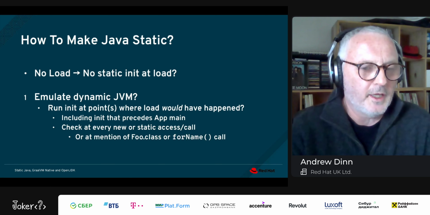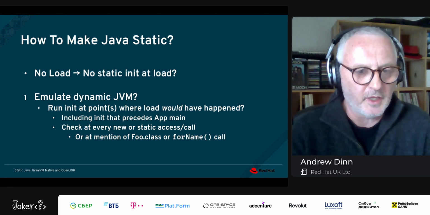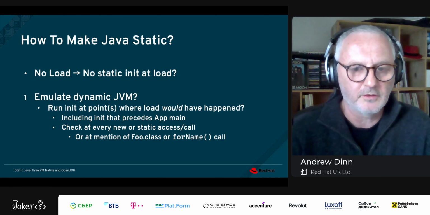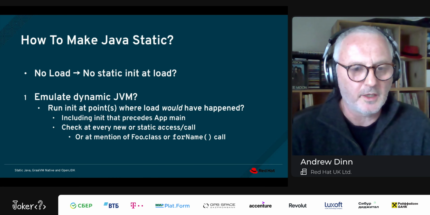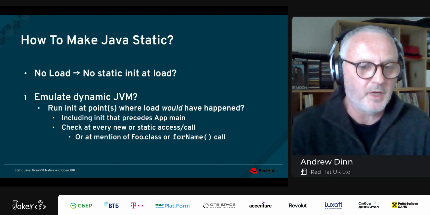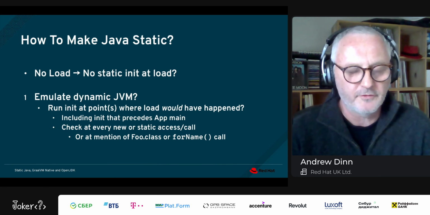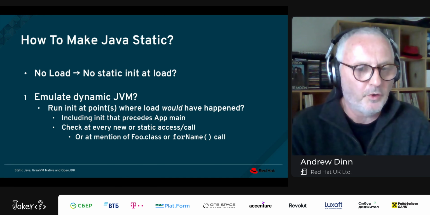Then it's clear when you get to the application at what point the application might trigger a static init. If it tries to create a new instance of a class or it accesses a static field or a static method, at that point, the class should have been initialized. If you mention foo.class and that gets evaluated as part of execution, or you call Class.forName or ClassLoader loadClass or findClass, at that point, the class should be initted.